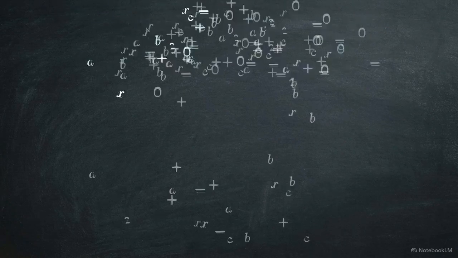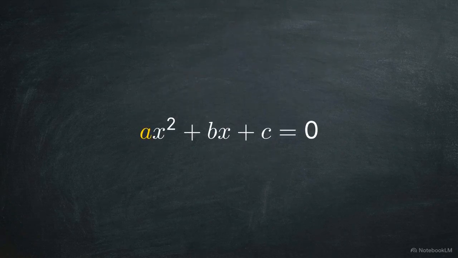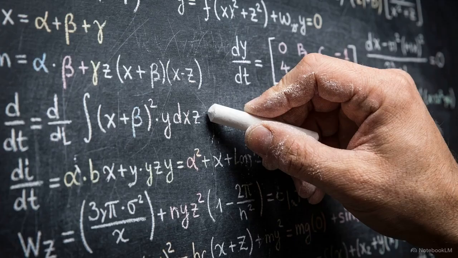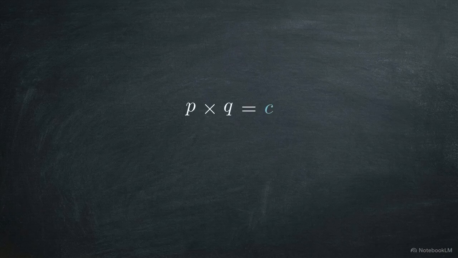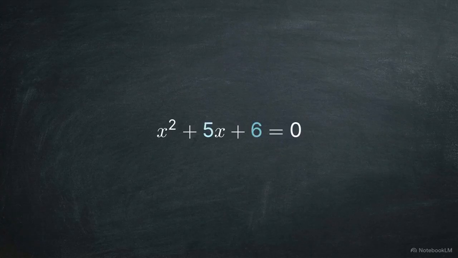This starts with standard form: ax squared plus bx plus c equals 0. Instead of drawing squares, we can use factoring. We look for two numbers that multiply to give us the value of c and add to give us the value of b. Take x squared plus 5x plus 6 equals 0.